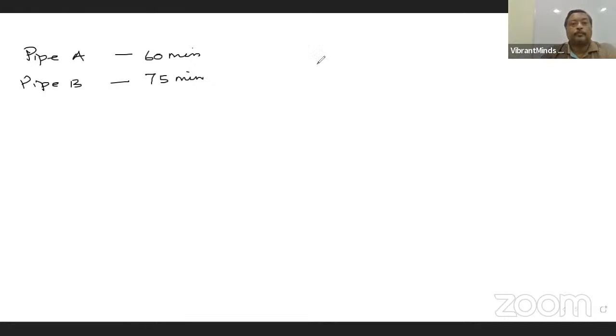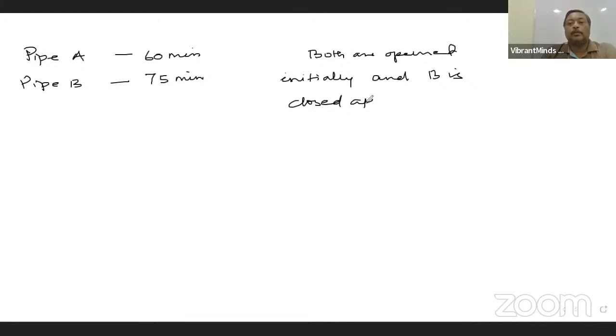Now, both are opened initially, and B is closed after some time. The tank gets filled in 40 minutes.